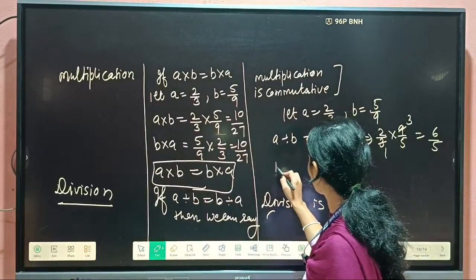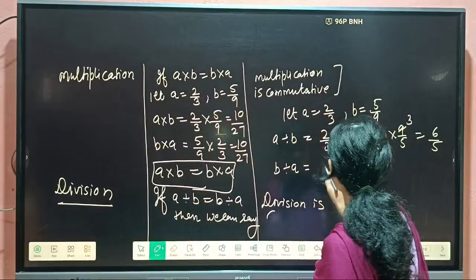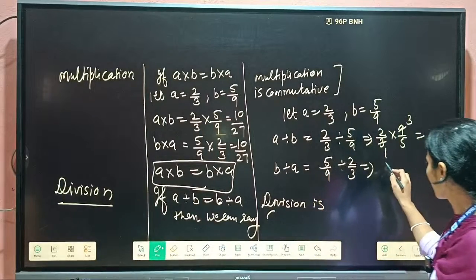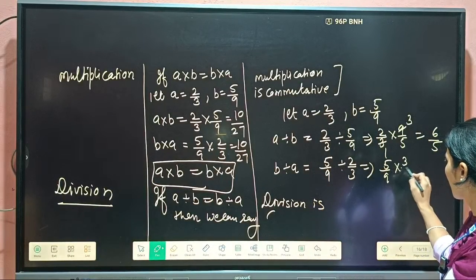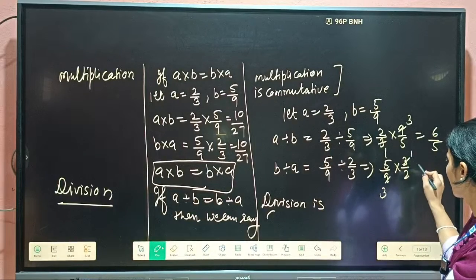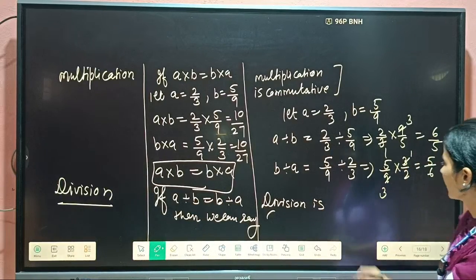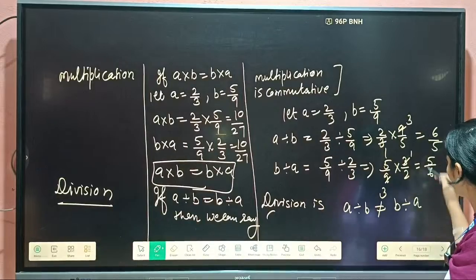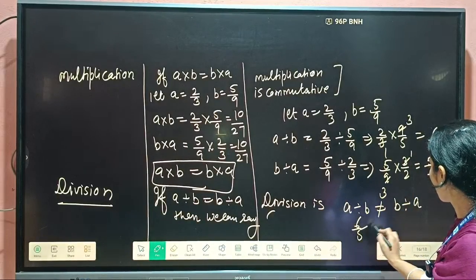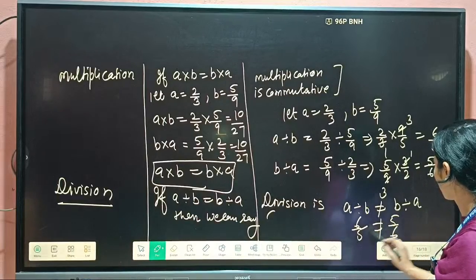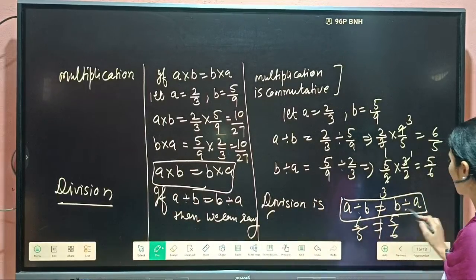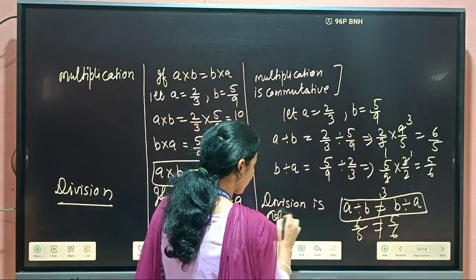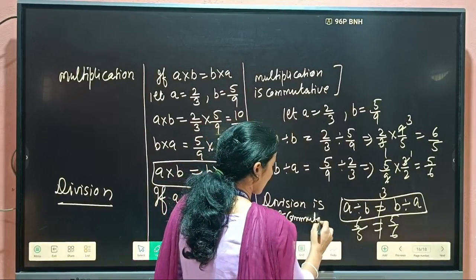Now find B divided by A: 5 by 9 divided by 2 by 3. Keep 5 by 9 as it is, then it will be 3 by 2. 3 3s are 9, 3 1s are 3. Answer is 5 by 6. Clearly, A divided by B is not equal to B divided by A, that is 6 by 5 is not equal to 5 by 6. So it means division is not commutative.